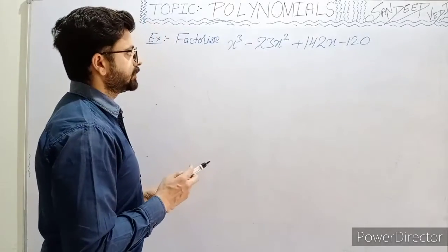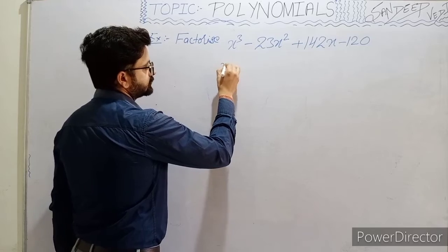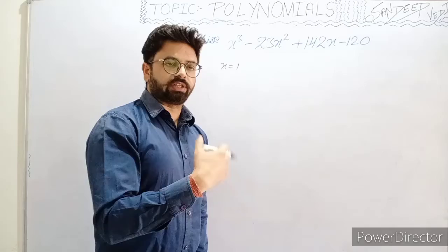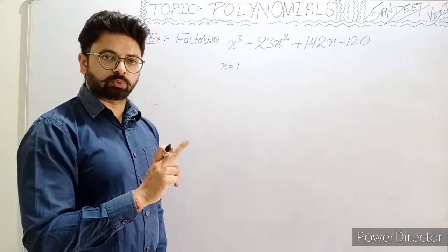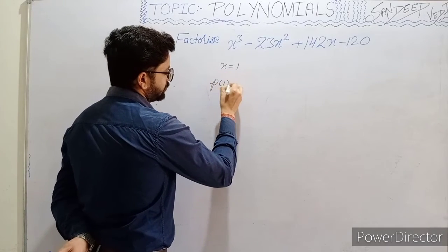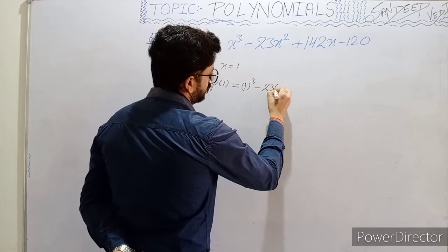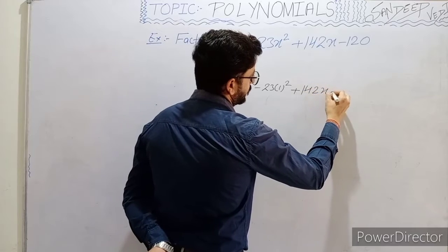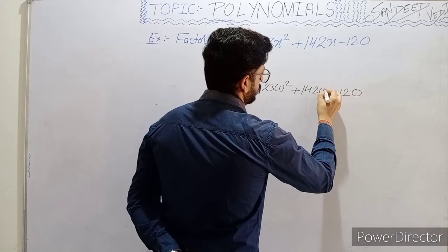Okay, so I am telling you that I am checking at first x is equal to 1. Afterwards I will check at minus 1, then 2, then minus 2, until I get 0. So suppose I am checking at first 1. So 1 cube minus 23 into 1 square plus 142 into 1 minus 120. At the place of x we have to put 1.